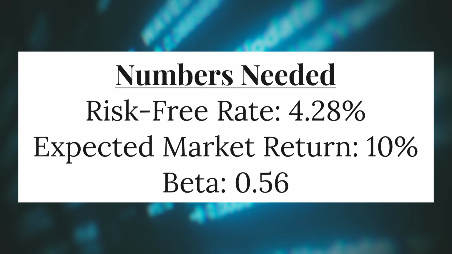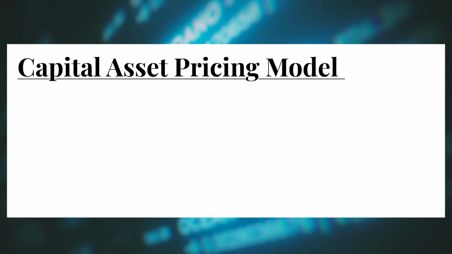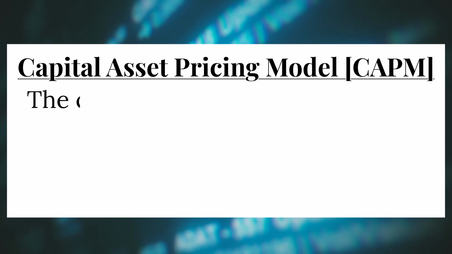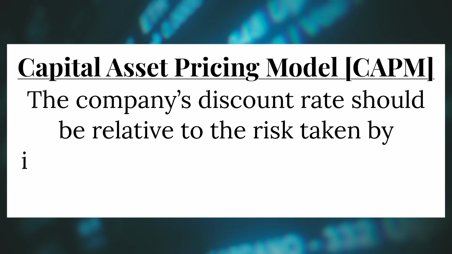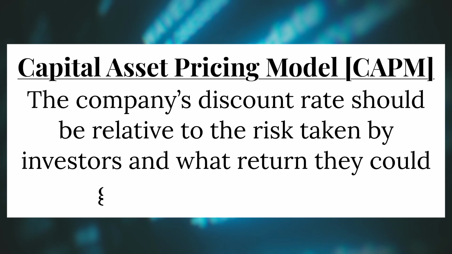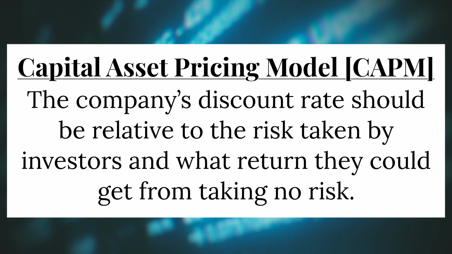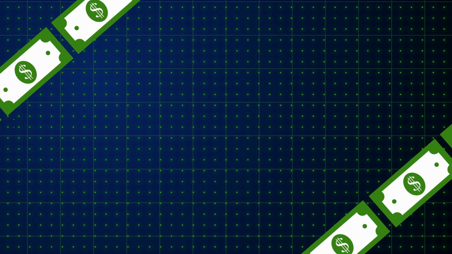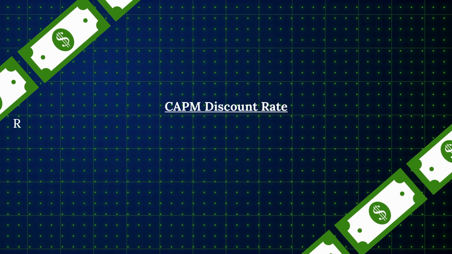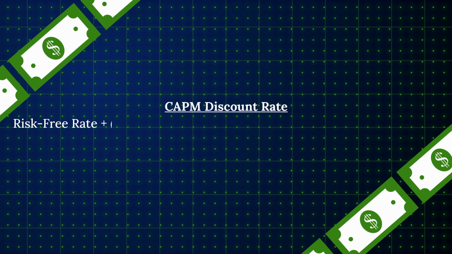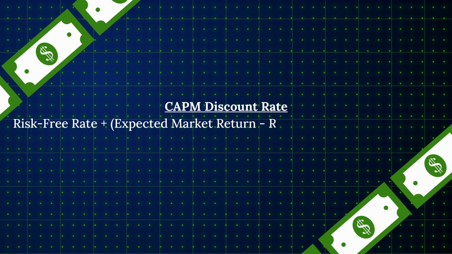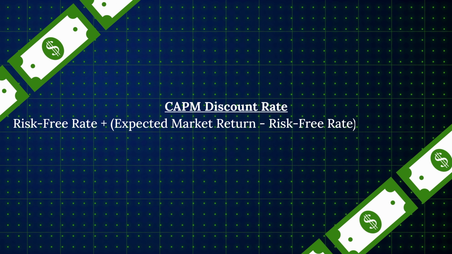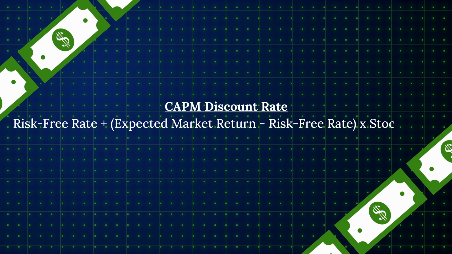So to get our discount rate, we're going to use the capital asset pricing model, also called CAPM, which states that the company's discount rate should be relative to the risk taken by investors and what return they could get from taking no risk. The formula is expressed as follows. CAPM discount rate equals the risk-free rate plus, open parentheses, the expected market return subtracted by the risk-free rate, close parentheses, multiplied by the stock's beta.